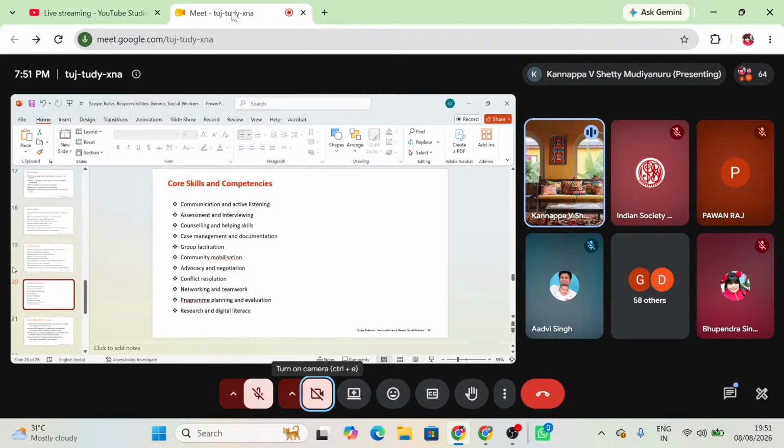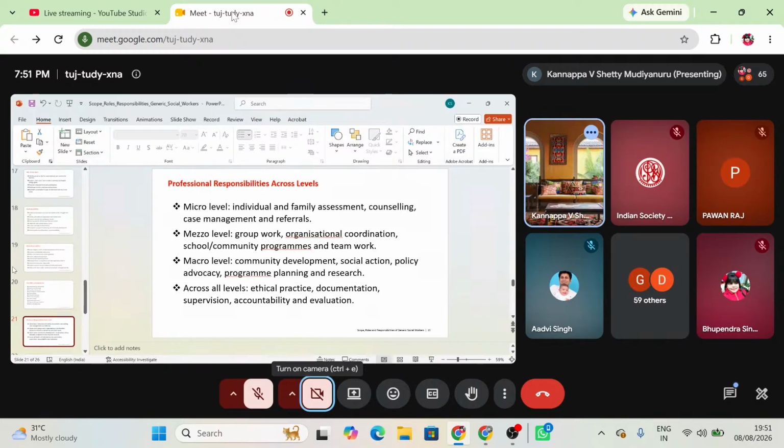Core skills and competence of generic social workers: communication, active listening, assessment and interviewing, counseling and helping skills, case management and documentation, group facilitation, community mobilization, advocacy and negotiation, conflict resolution, network and teamwork, program planning and evaluation, research and digital literacy.